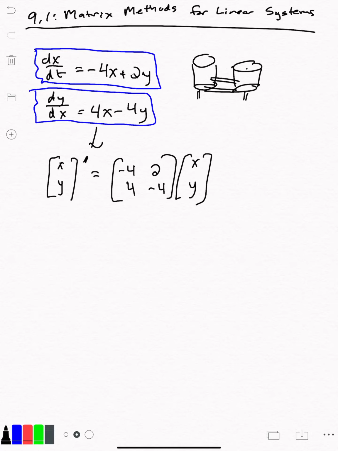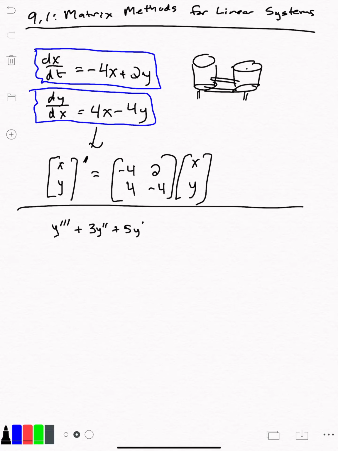And just to show you that this is actually a more general technique than we might think, what if I had, say, a third degree differential equation? Let's say 3y double prime plus 5y prime minus 9y equal to 0. Now, this is a third order constant coefficient equation, and you could solve this like we did in the past.